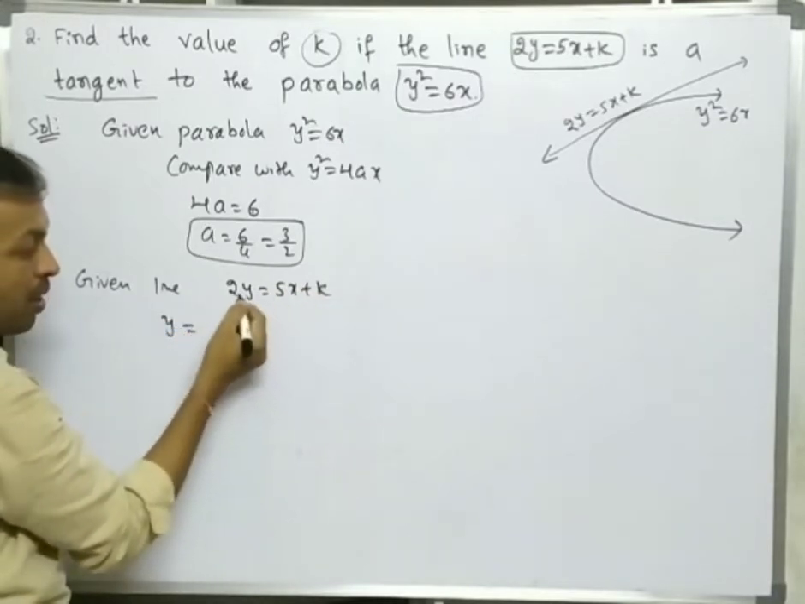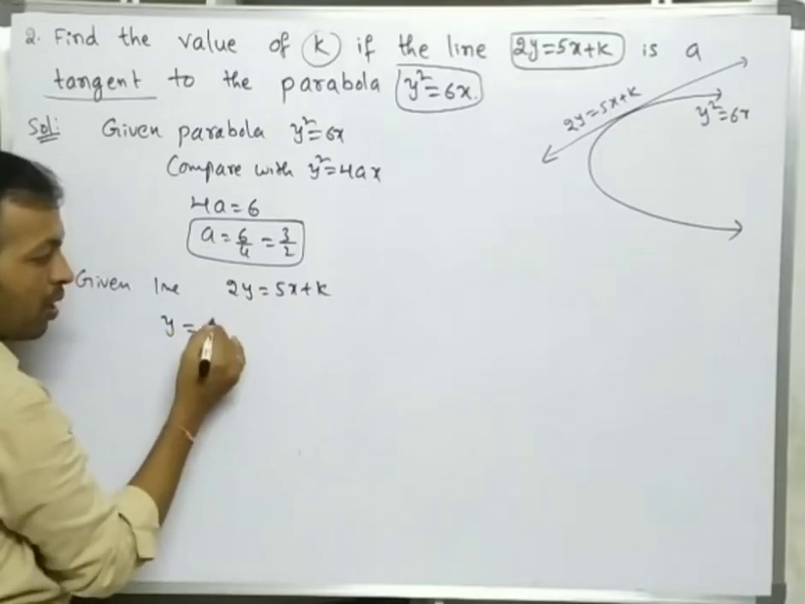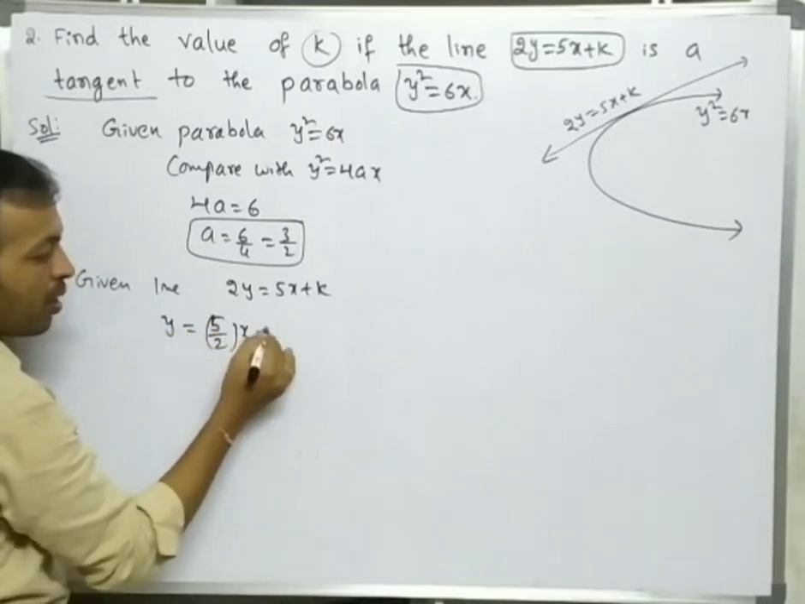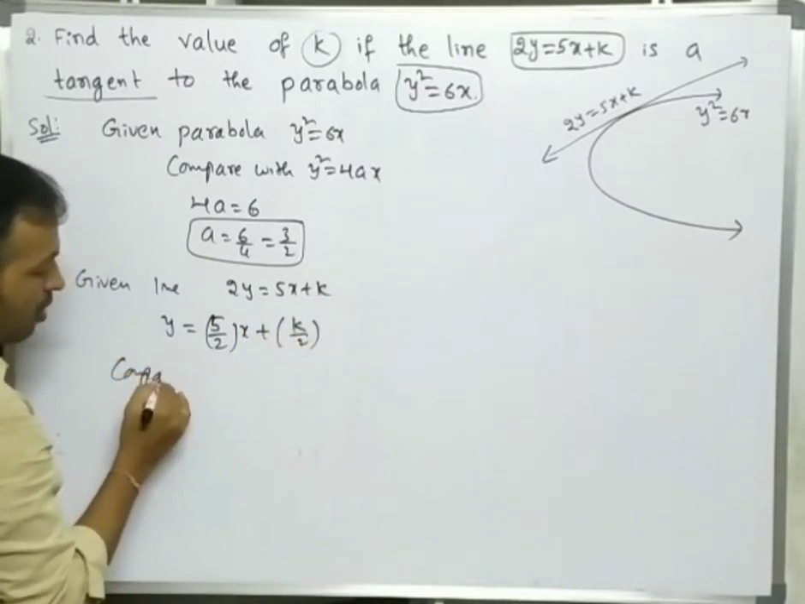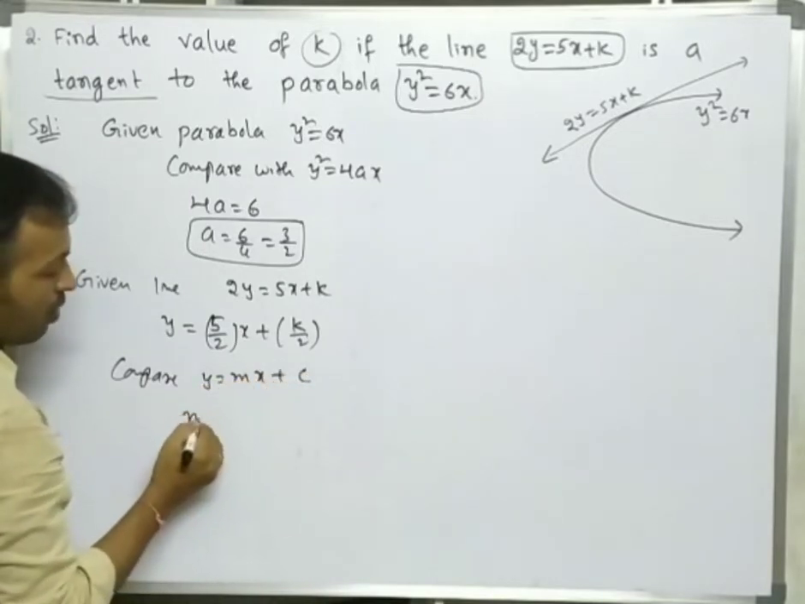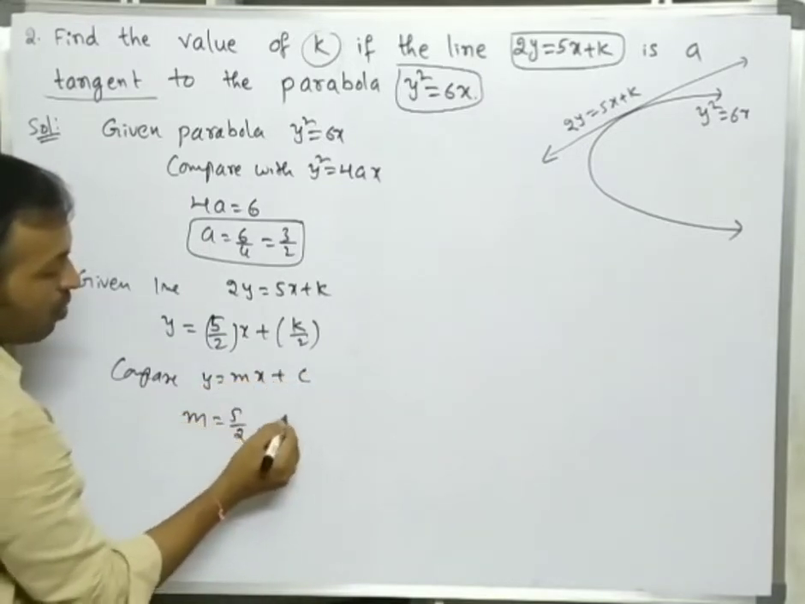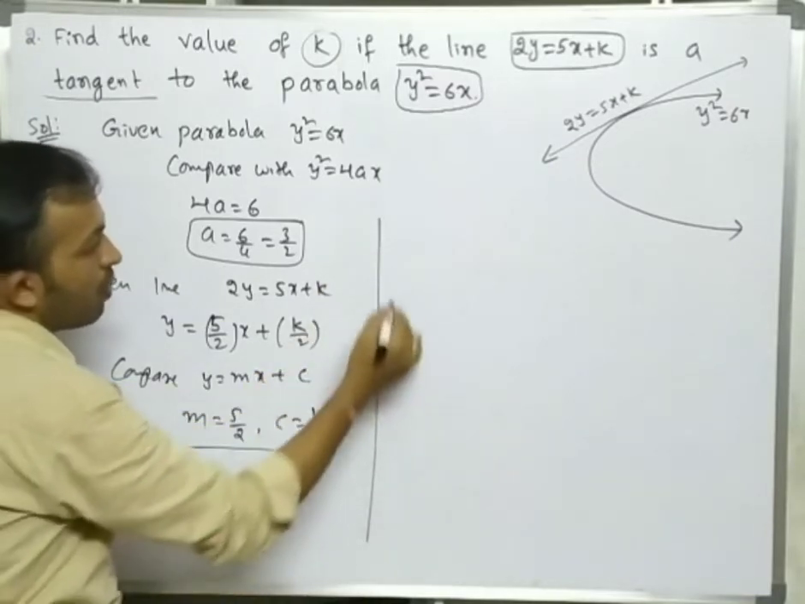y is equal to mx plus c means divide the total equation by 2. 2y by 2 becomes y. Then 5 by 2 into x plus k by 2. So compare with y is equal to mx plus c. Here, what is m? 5 by 2. What is c? k by 2. Okay. Now the point of tangency.